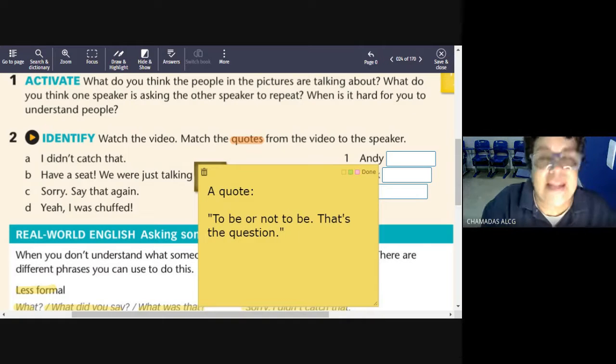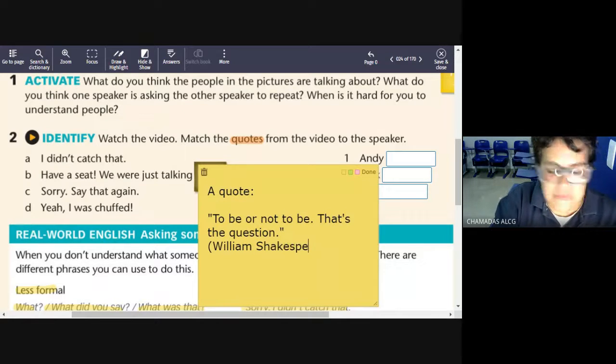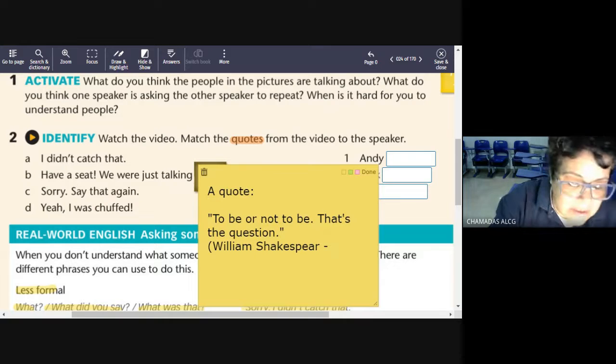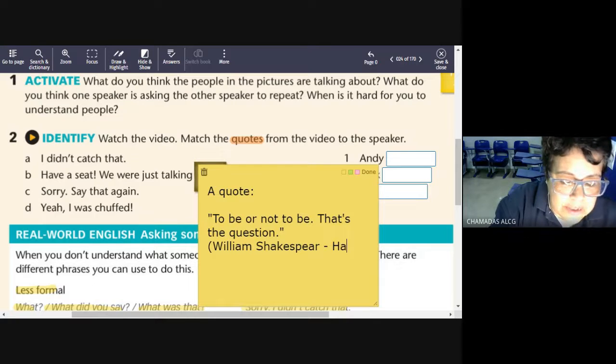Oh man, this was written by William Shakespeare in his play Hamlet. Actually, this is from his play, and one of his characters said this quote. His name was Hamlet.